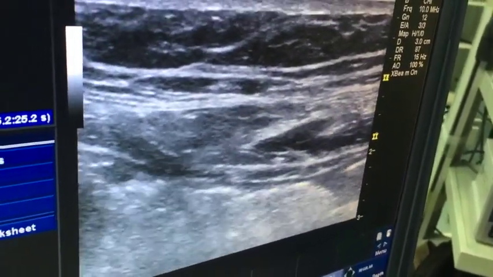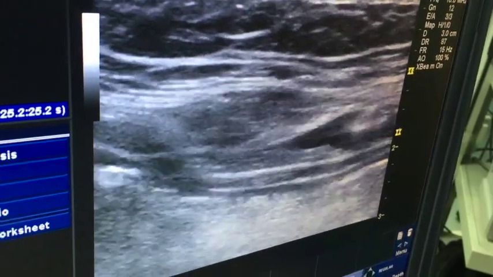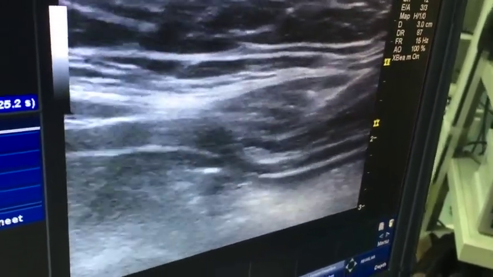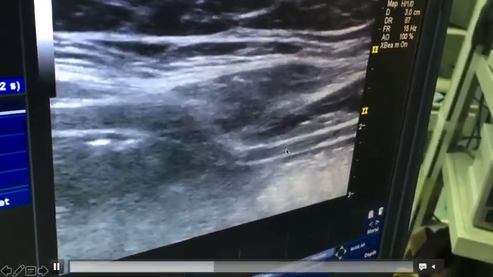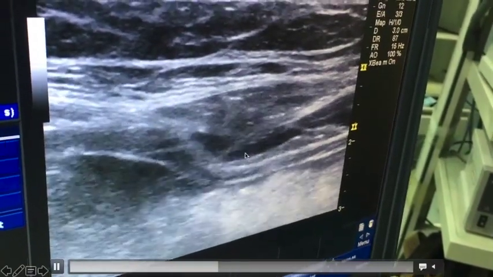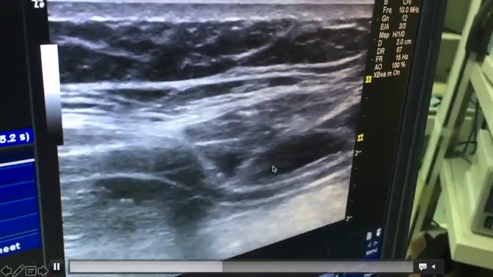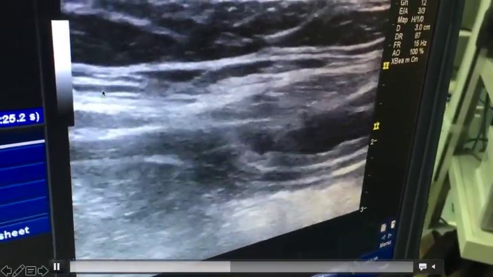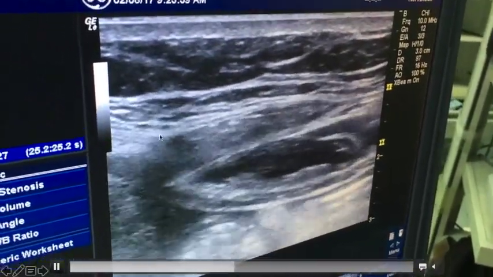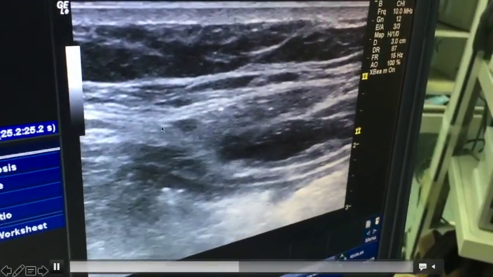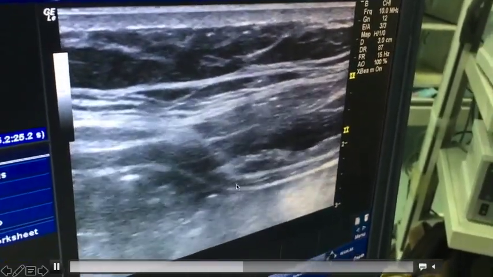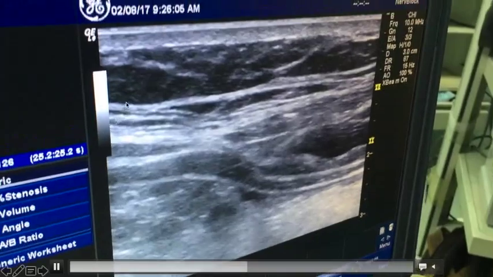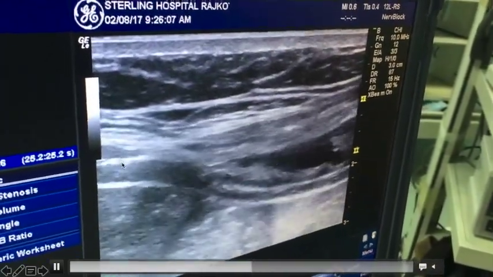Again I am readjusting. Now you can see the drug has spread, and now I am in the right plane. Here you can see. Now I am happy with the drug spread. Initially I was not happy, and here you can see the beginning of three muscles: external oblique, internal oblique, and transverse abdominis. As I move my probe laterally, you will see it very well. See here, this is external oblique, internal oblique, and transverse abdominis.